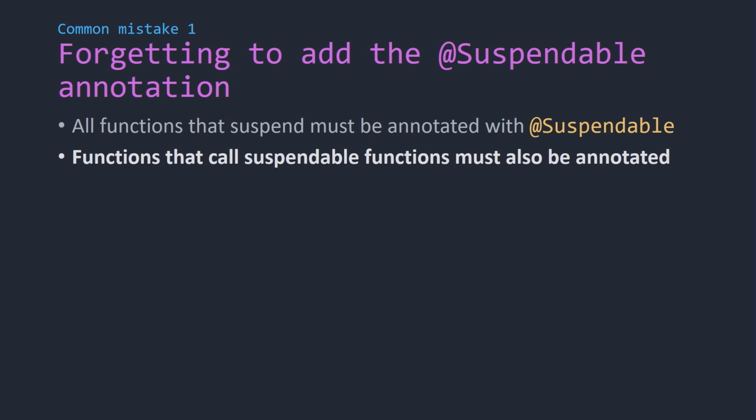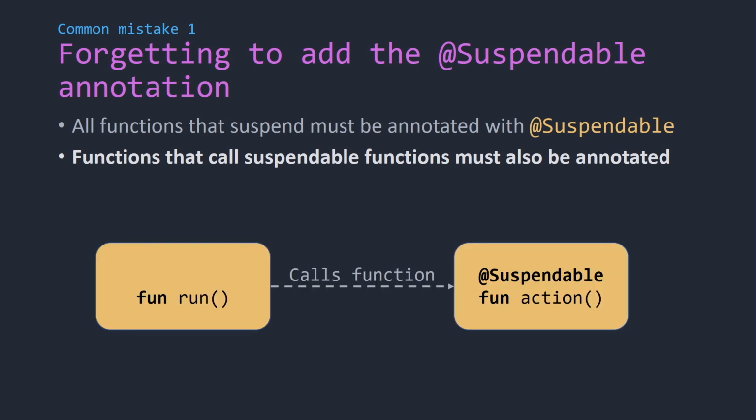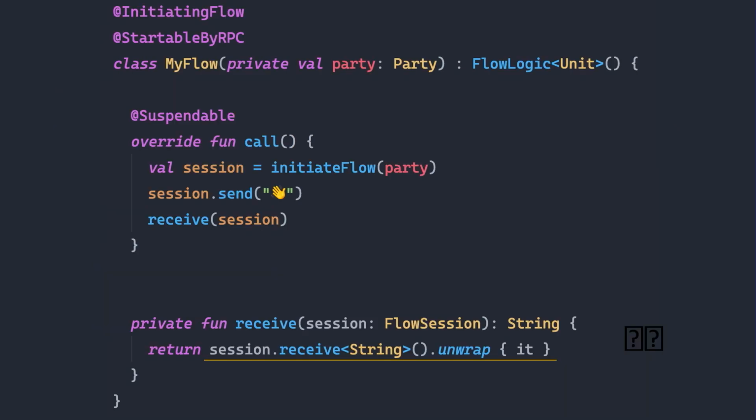We can continue looking at how to fix the error we were looking at previously. The next important thing we have to understand is that any function that calls another function that is annotated with Suspendable also needs to be annotated. This is easier to explain with a simple example. Here we have run, which calls the action function. Action itself is annotated with Suspendable. Therefore, you must annotate run. That's all you have to do here.